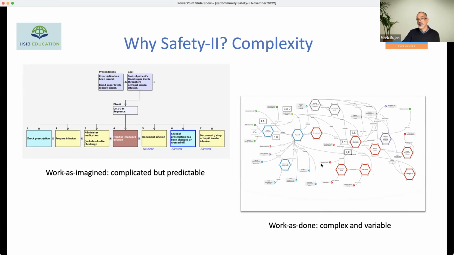I've mapped the same process, which is administration of an IV drug infusion, using a different notation, the FRAM, functional resonance analysis method. You don't need to be able to see the detail, but you can see the complexity. There is a lot of connectivity which we have omitted when we use the task analysis. And that is really one of the main drivers behind safety two: that we want to appreciate the complexity of modern systems, understand the couplings between different parts and functions of the systems, and then understand outcomes as emergent outcomes based on these couplings and the variability which is inherent in our systems.